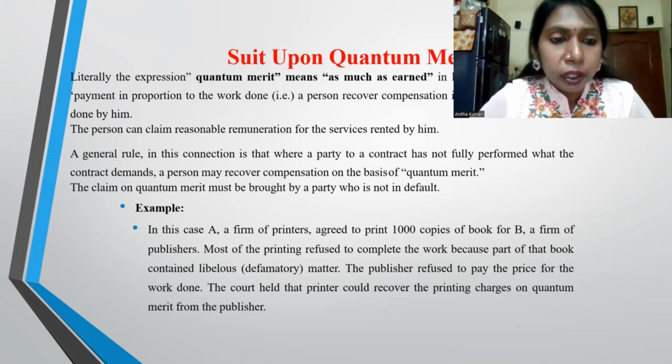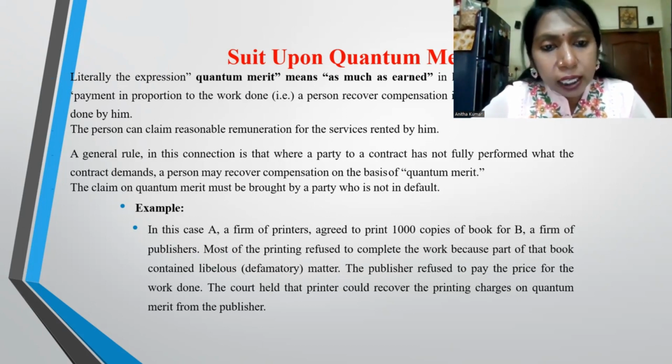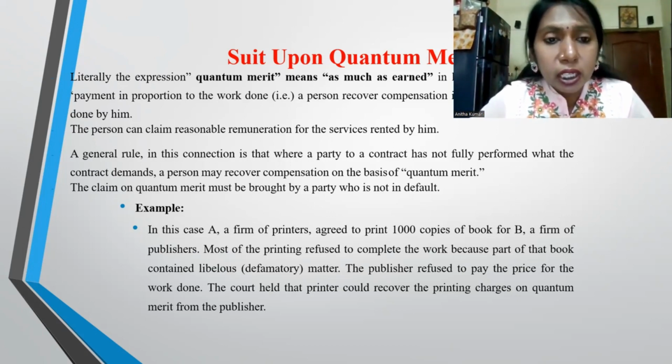For example, a firm of printers, A, agreed to print 1,000 copies of a book for B, a firm of publishers. B is a customer. B has given an order to the printer A to print 1,000 volumes of the book. He agreed and has taken some advance also. Printer A started to print the book. Almost 500 books got printed.